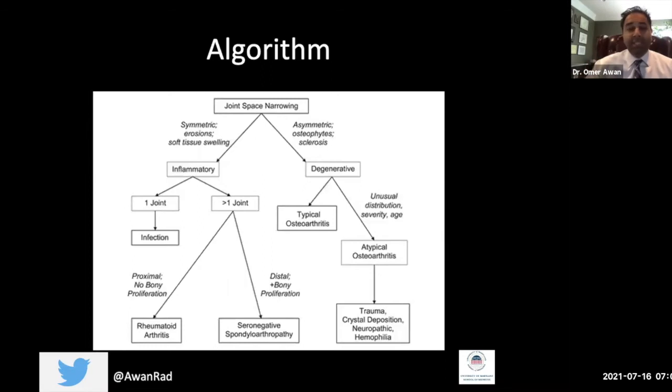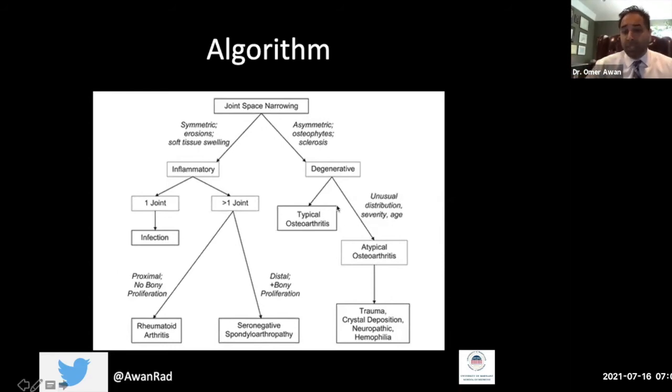There's other findings, like subchondral sclerosis in degenerative arthritis, and other findings like subchondral cysts. Those are seen in degenerative arthritis. In inflammatory arthritis, you're usually going to have soft tissue swelling and periarticular osteopenia. Those are findings seen in inflammatory arthritis. But the hallmark finding of inflammatory arthritis is erosions. The hallmark finding of degenerative arthritis is proliferation of new bone through osteophytes, okay?